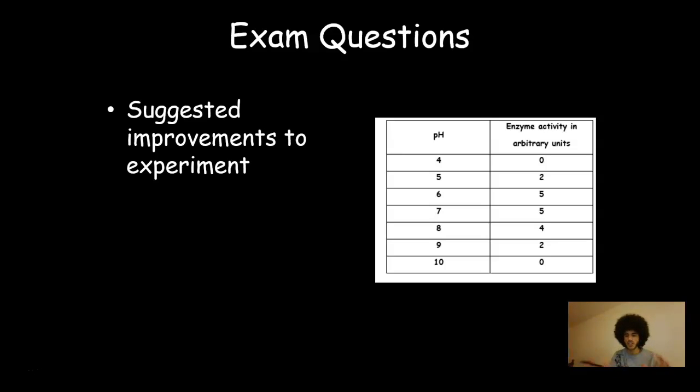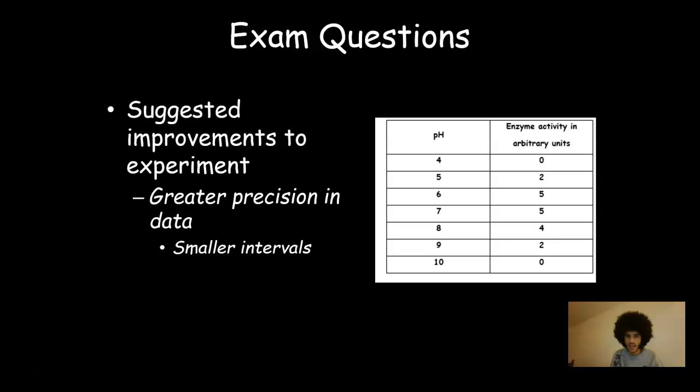Now, those suggestions can go basically in one of two ways. One of them is greater precision of data. Breaking that down, the first is smaller intervals. Now, you can see in this experiment, I've got pH of 4, 5, 6, 7, 8, 9, and 10. The problem is that I've got two top values of 5, so I don't know whether it's pH 6 or pH 7 that is the optimum pH for this enzyme. So the best way of working that out is by doing smaller intervals of pH.